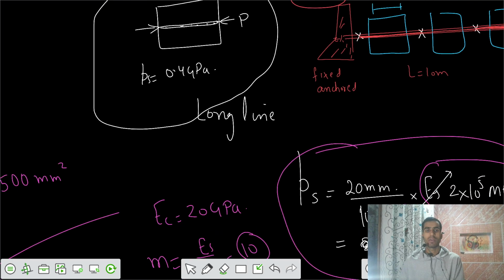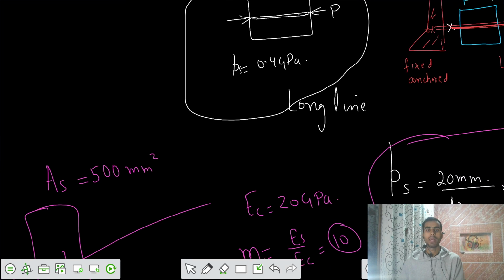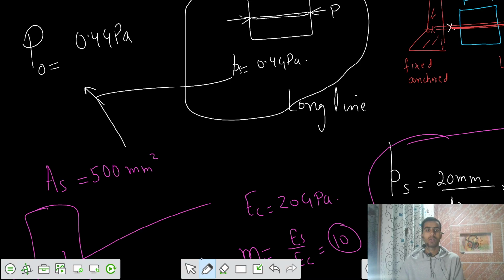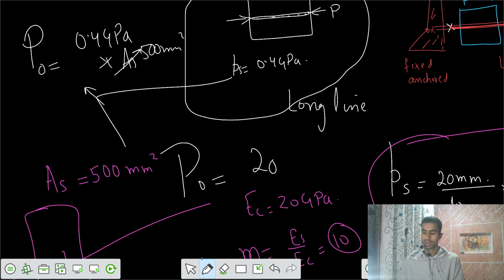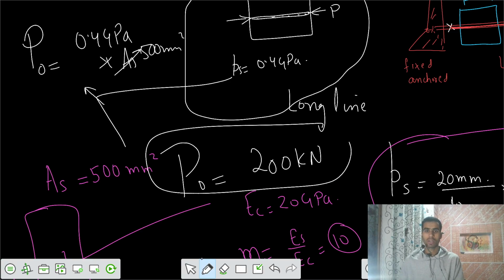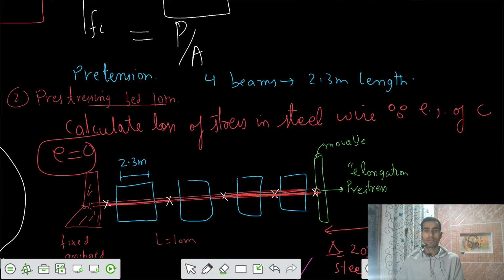Value of P also I know. How do I know the value of P? Can I get the value of P from these two? What is the value of P? Initial pre-stress force is 0.4 gigapascal into area of the steel equals 500 millimeters square. So your pre-stress force P0 equals 200 kilonewton. Let's take that value here.